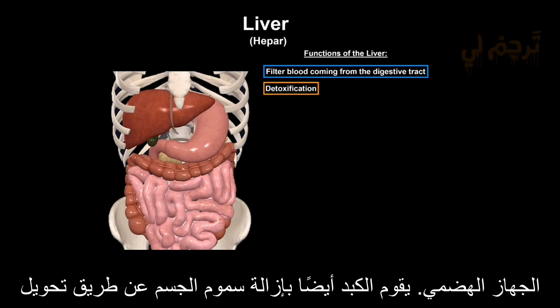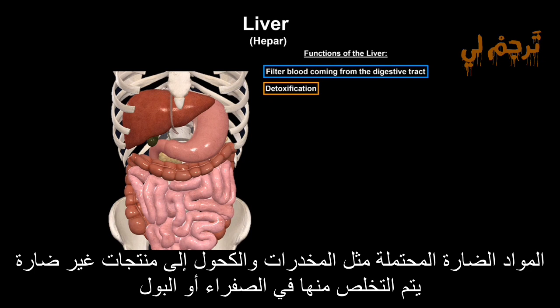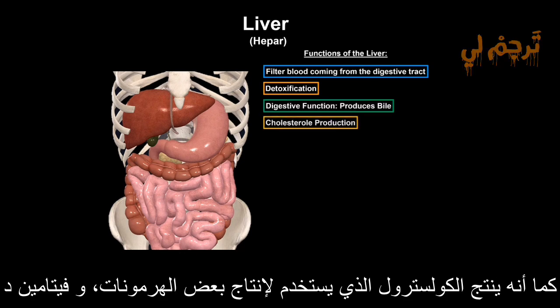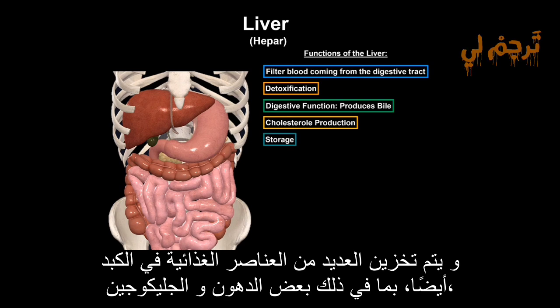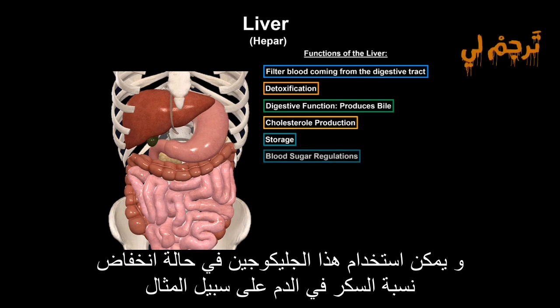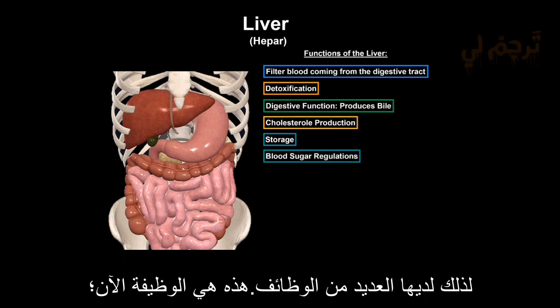The liver also detoxifies the body by transforming potential harmful substances, such as drugs and alcohol, into harmless products to be eliminated in the bile or urine. It also produces cholesterol, which is used for the production of certain hormones and vitamin D. Many nutrients are stored in the liver as well, including certain fats and glycogen, and this glycogen can be used in case of a low blood sugar, for example. So it has many functions.